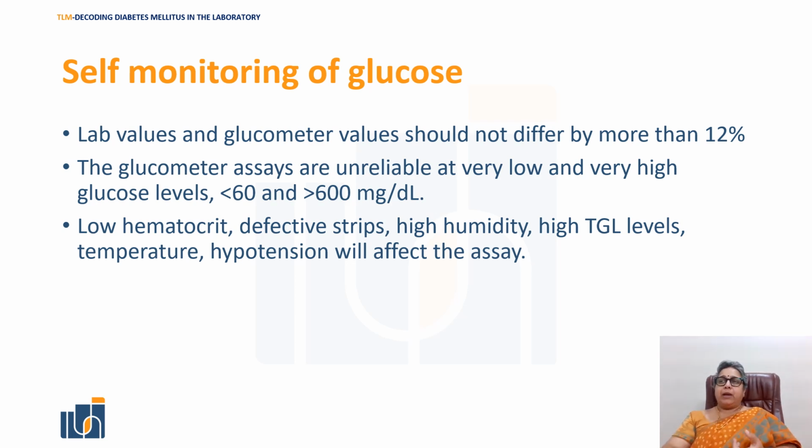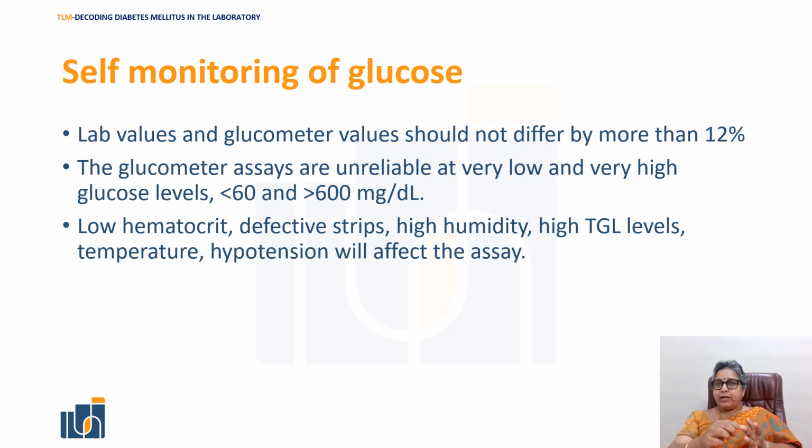And you should also bear in mind that at very low values and very high values of glucose, the glucometer is not reliable. So less than 60 and greater than 600, you can't totally rely on the glucometer. Now, low hematocrit or low hemoglobin, defective strips, high humidity, not closing the box properly, leaving it open, subjecting it to humidity, high triglyceride levels, very heavy temperature, it should be maintained at ambient temperature, hypotension, all this will affect the assay.